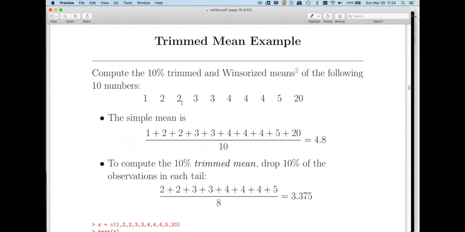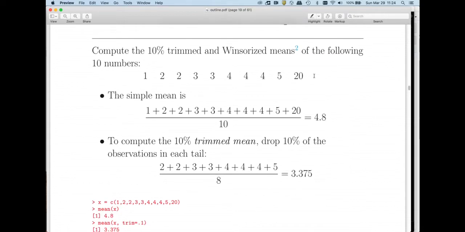Now, let's go do that. All right, so the simple mean would be add up my 10 values, divide by 10. The trimmed mean would be get rid of the 20 and get rid of the 1. So I've just dropped 10% of my values. Now I only have 8 values left, divide by 8, and I get the trimmed mean.